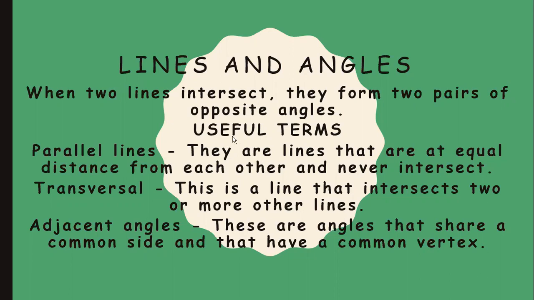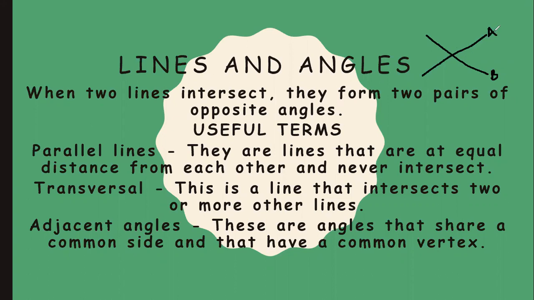Now let me start. When two lines intersect, they form two pairs of opposite angles. That's the first thing I want to talk about. Now the question is, what do we mean by two lines intersecting? And what do we mean by them forming opposite angles, right? Now, this is the first line A. This is another line B. Now let's name this line B and this line A.